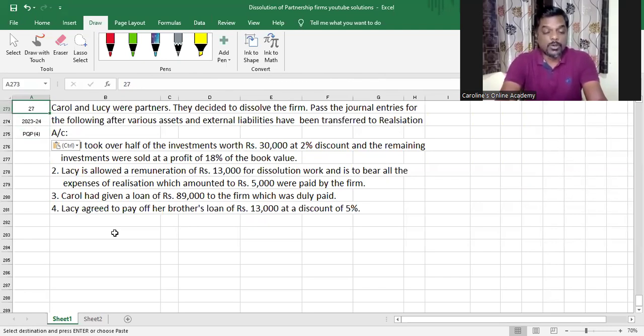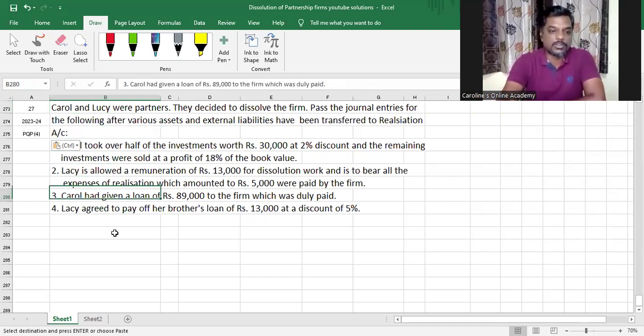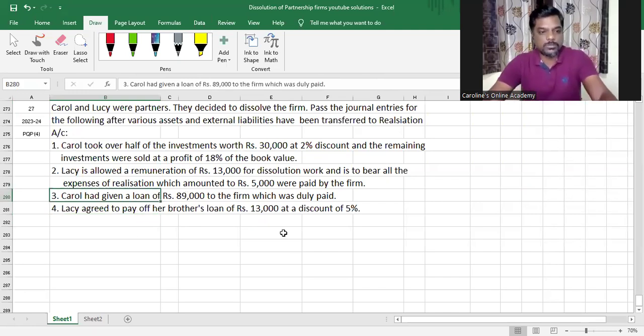Anyway, so Carol and Lucy were partners. They decided to dissolve the firm. Pass the journal entries for the following after various assets and liabilities have been transferred. The basic stuff. All right. So Carol took over half of the investments worth rupees 30,000 at 2% discount, and remaining investments were sold at a profit of 18% of the book value.